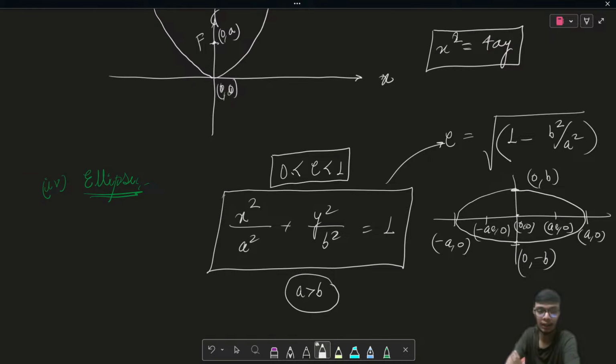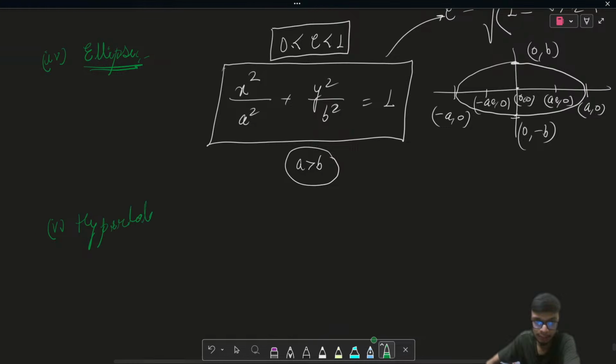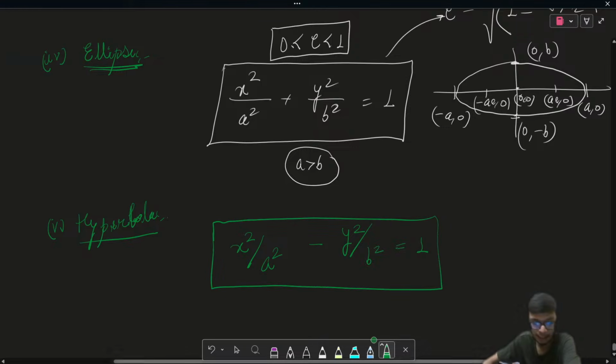Similarly, the last conic section that you have already studied is the hyperbola. So let's quickly talk about hyperbola, and that will be the last set of conics. If you recall, the equation of a hyperbola looks like x square by a square minus y square by b square is equal to 1. This is my general equation of a hyperbola, and it generally looks like this.